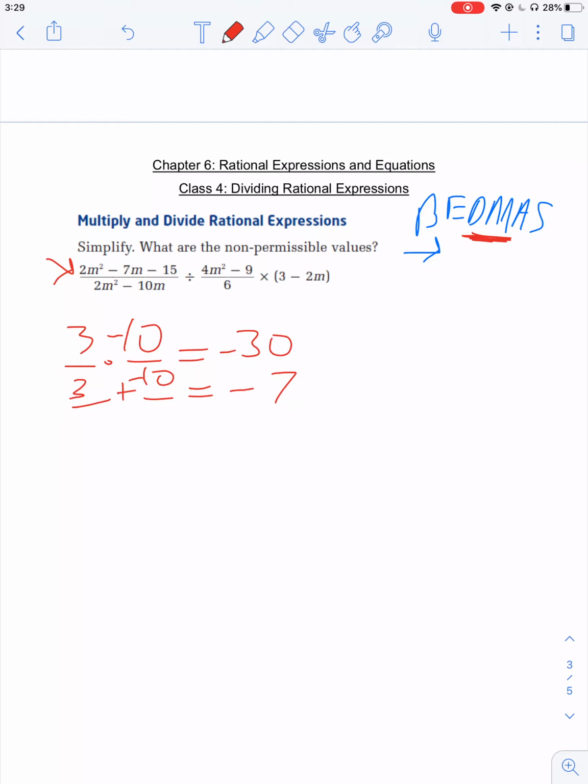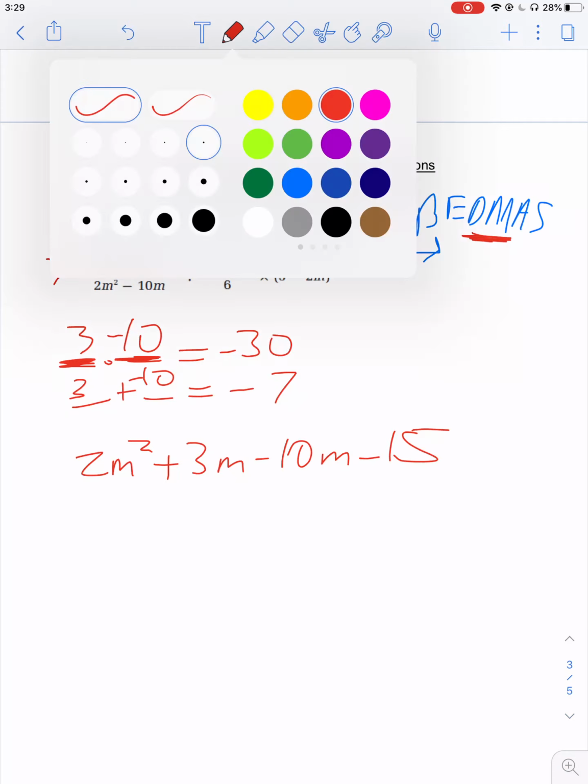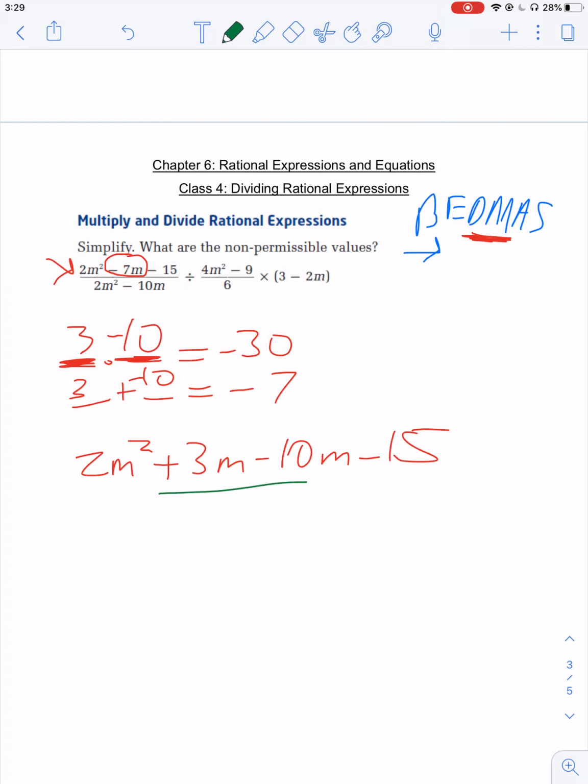But now I cannot say that it's m plus 3 and then m minus 10, because my coefficient is not 1. So you'll have to rewrite the middle term in an intelligent way. So this is 2m squared plus 3m, the 3 is coming from here, and then minus 10m, minus 15. This is still minus 7m, it's the same as this. I've just written it in an intelligent way because now I can easily factor.